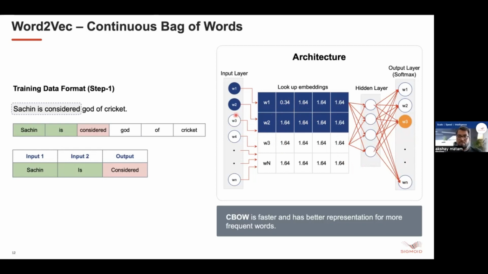We have two types of processes in which we can train this model. One is based on the continuous bag of words technique, which you are going to see now, and then there is the skip gram technique, which you are going to see in the next slides.